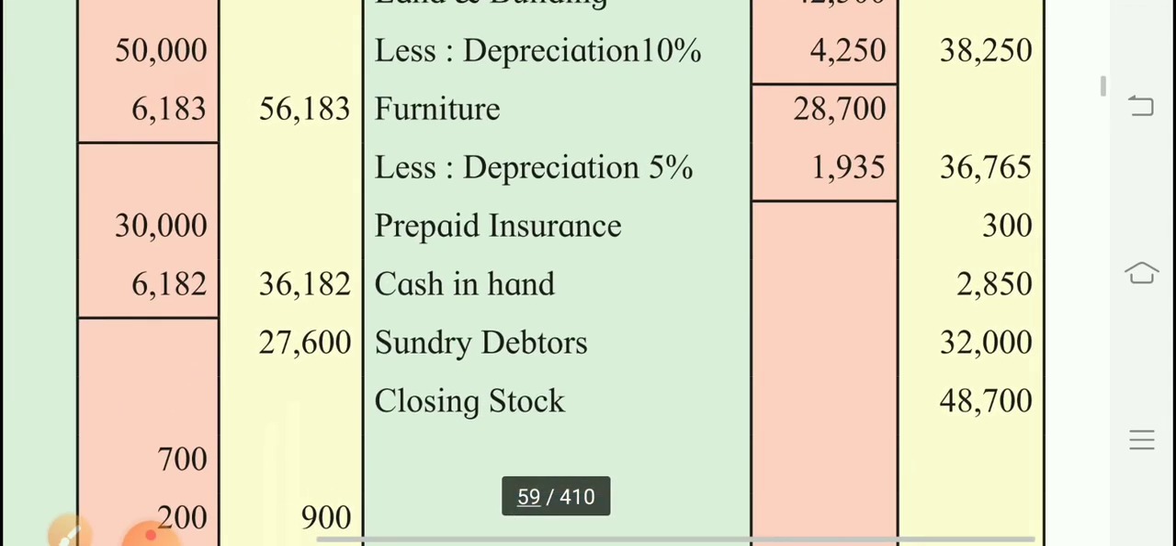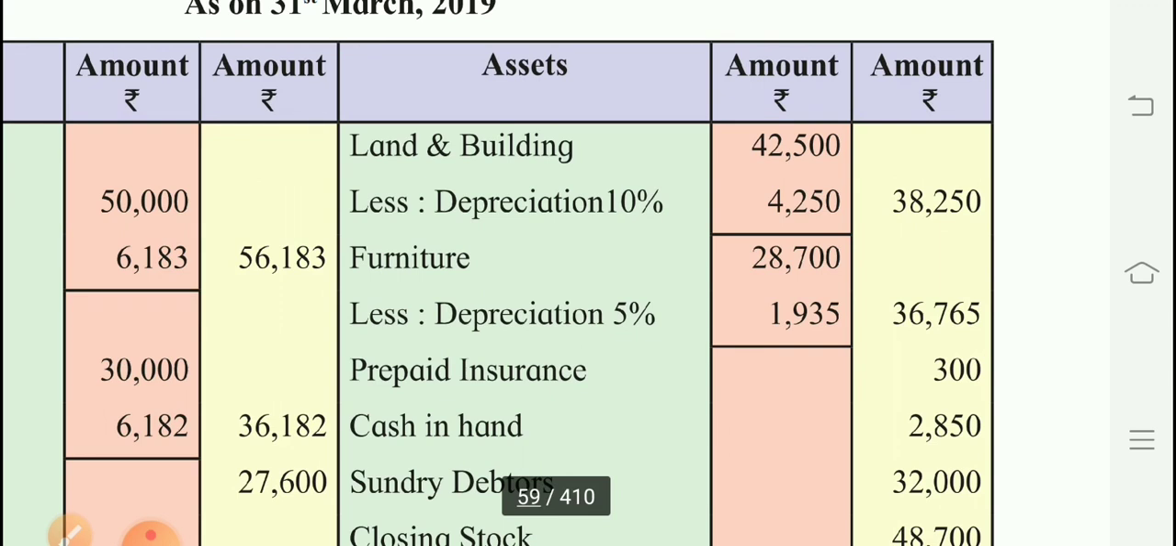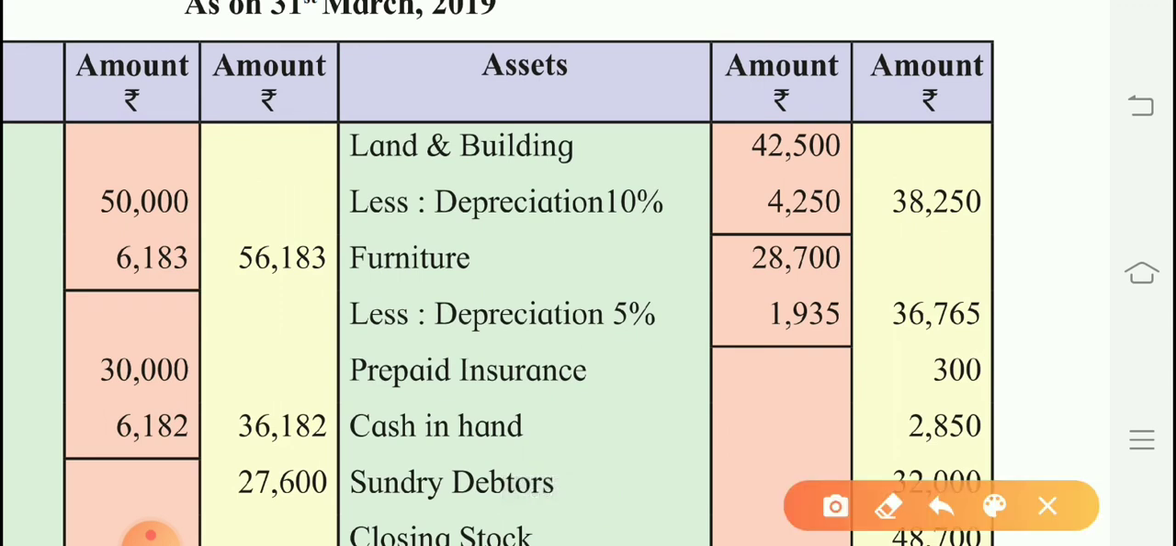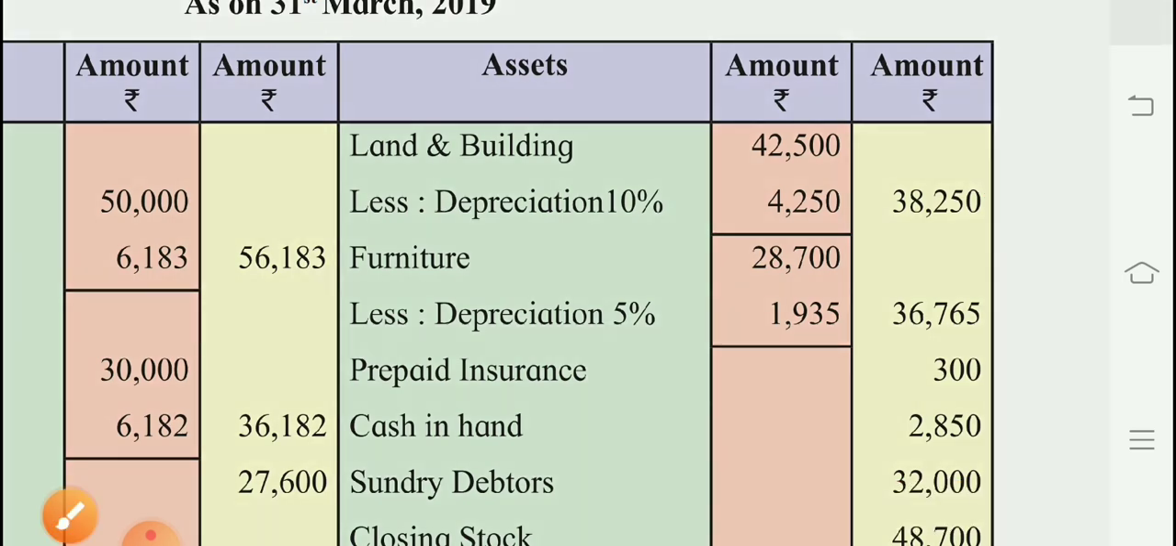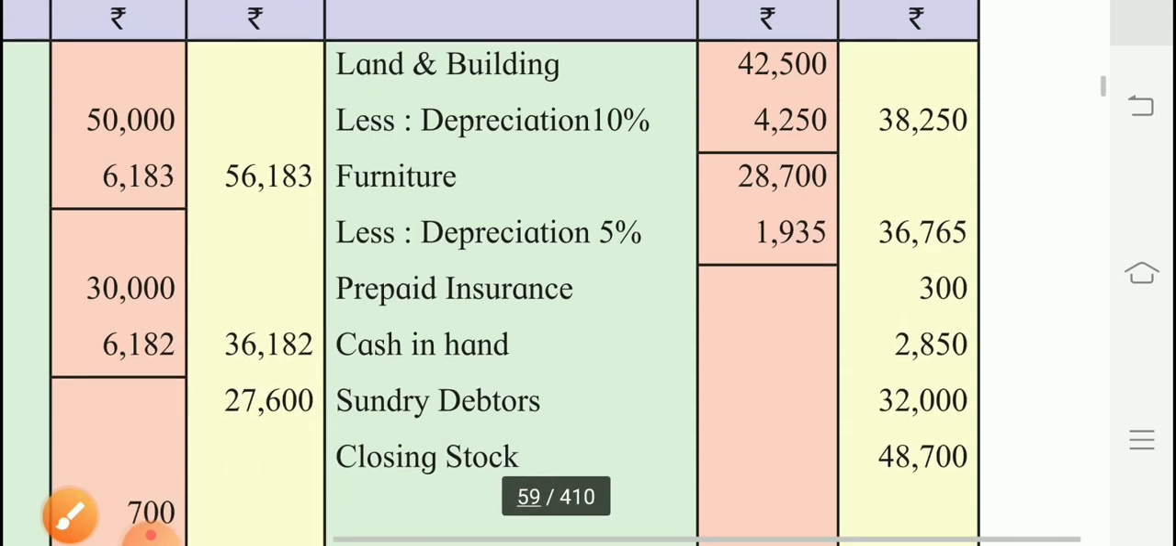Then see the asset side. Land and building is there. We deducted depreciation on land and building by rupees 4,250. That is the 10% depreciation. After deduction, the amount is 38,250 now. Similarly, we charged depreciation on furniture. Remaining amount we have written on outer column 36,765. Next, prepaid insurance of rupees 300.